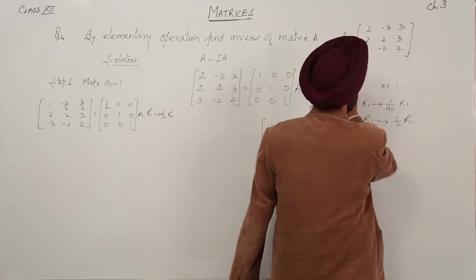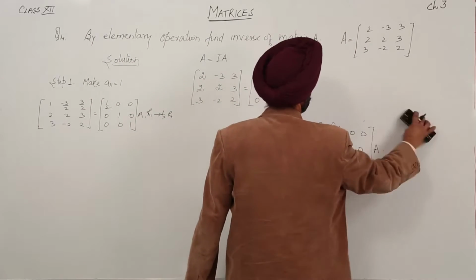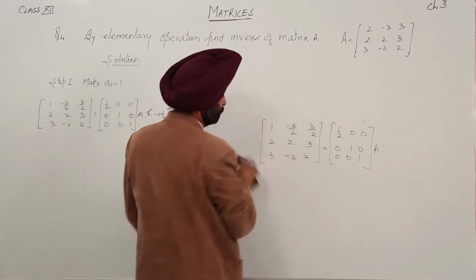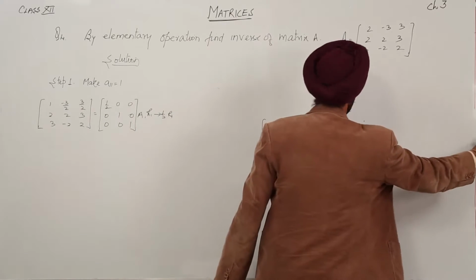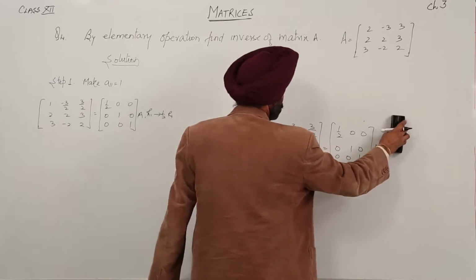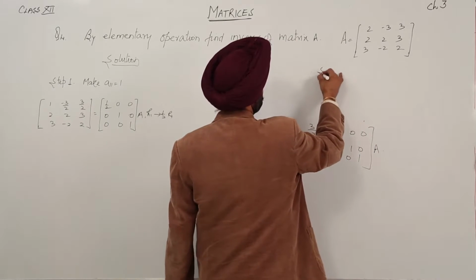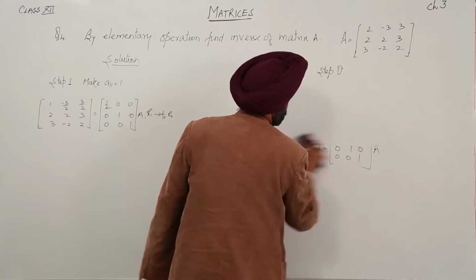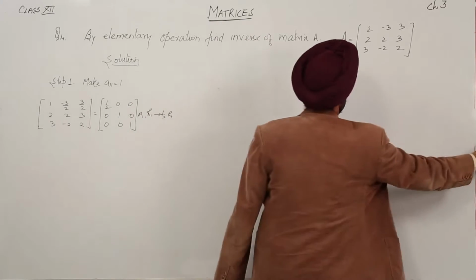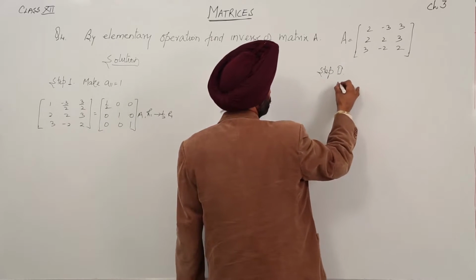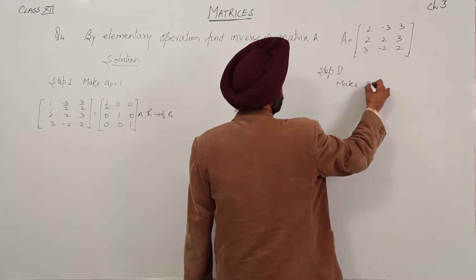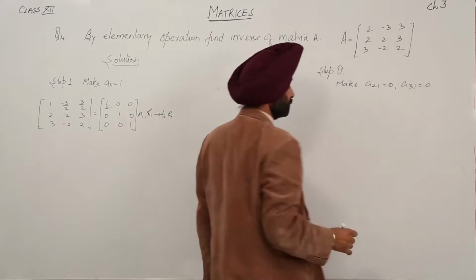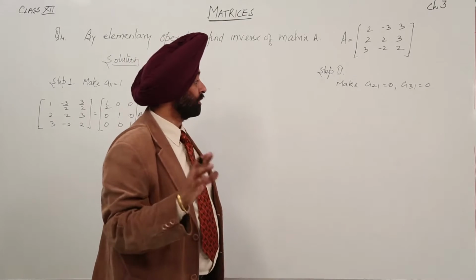Okay, now moving for step 2. Moving for step 2, we have to use this part for step number 2. Okay, so step 2 is make A21 equal to 0, A31 equal to 0. We have to make A21 and A31 both 0.